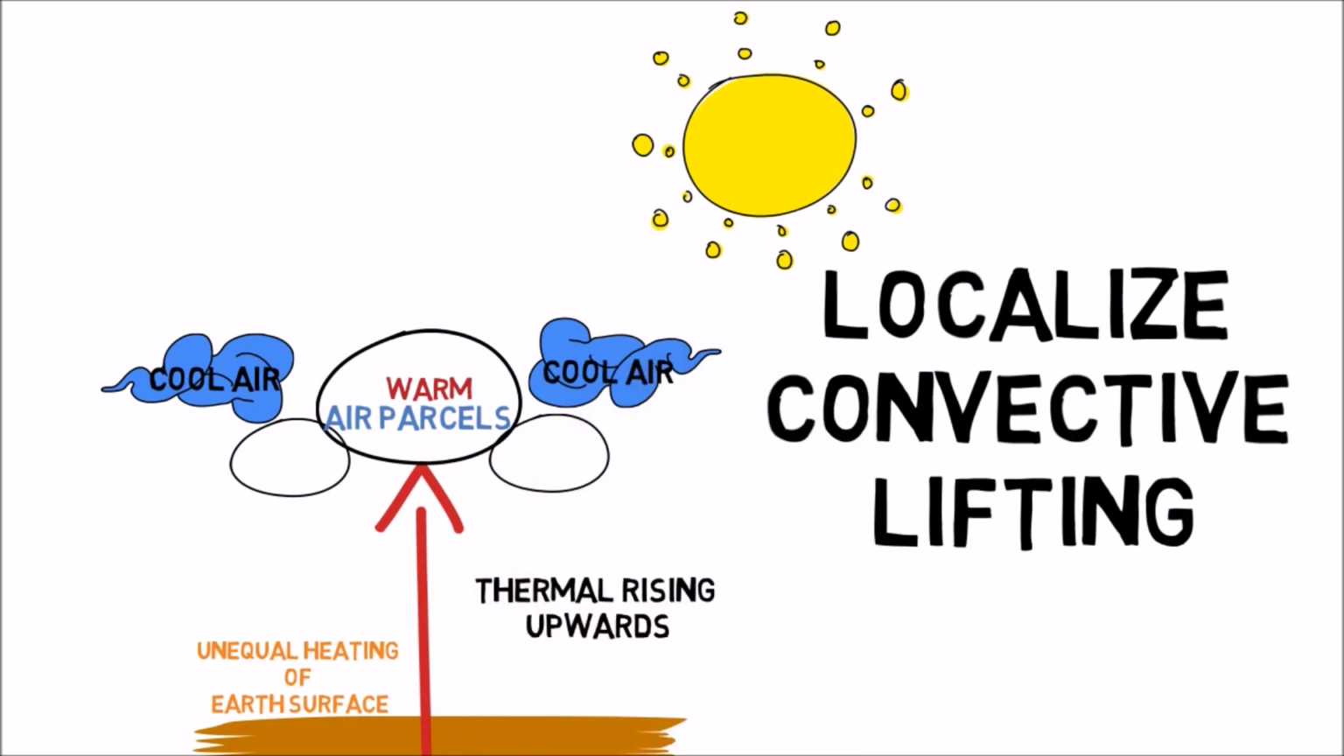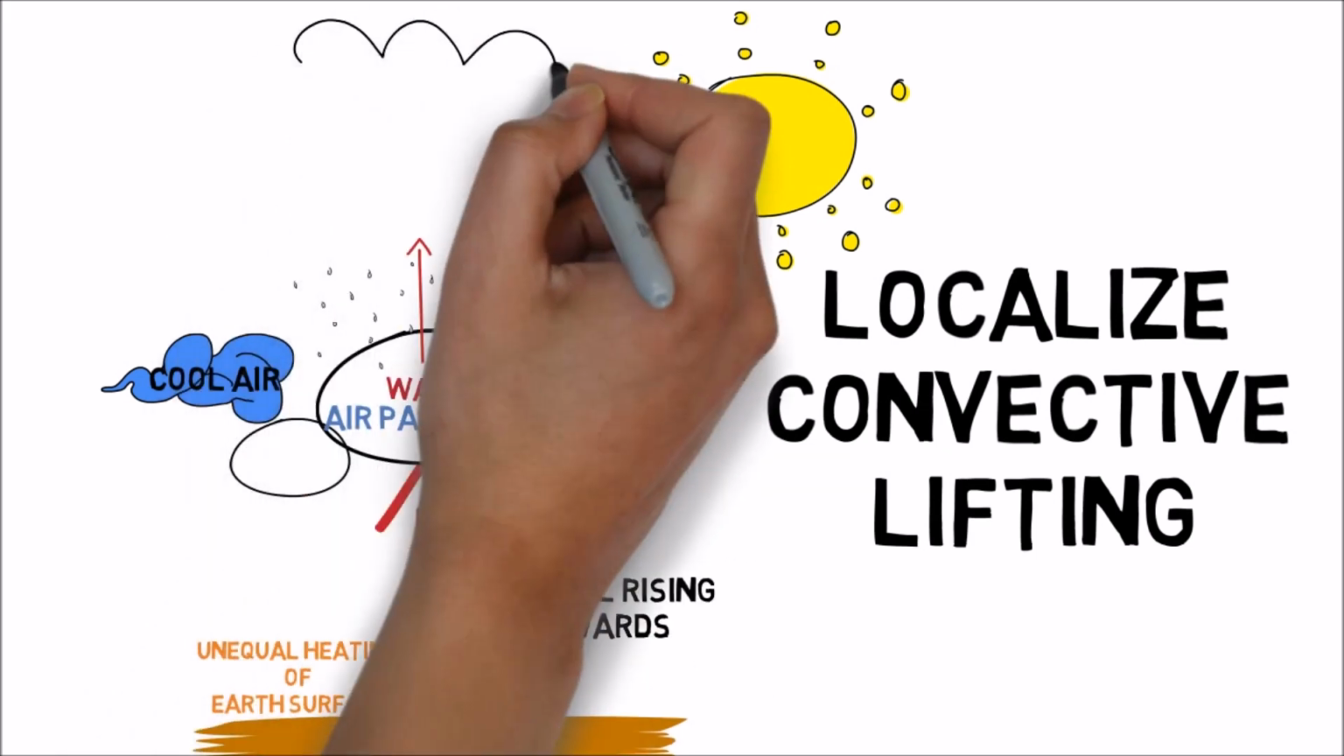Therefore, if cool air is present aloft with warm air at lower levels, thermals can rise to great heights before losing their buoyancy. If a thermal is able to rise high enough to cool to its saturation point, the moisture within condenses and becomes visible as a cloud.